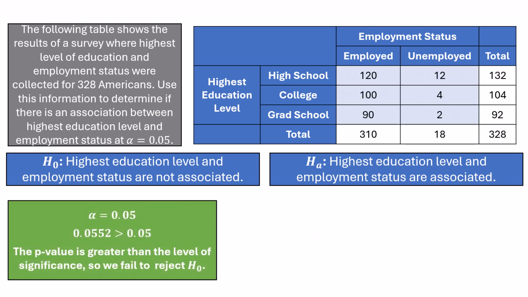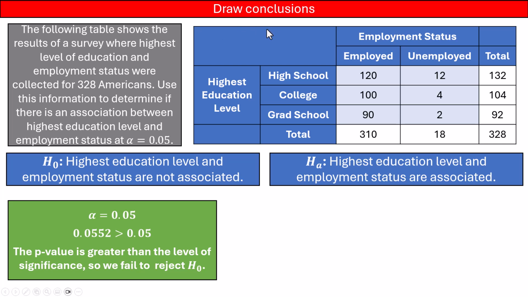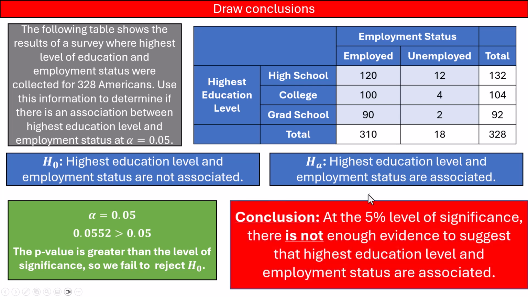Okay, finally, we can do the draw conclusions step. And you might remember that there is a conclusion statement that we're going to use to draw our conclusions. And it says that at the alpha % level of significance, in this case, it is the 5% level of significance. That's the percentage form of this alpha value. And then the template says that you're going to say either there is enough evidence or there is not enough evidence. And then we're going to state our alternative hypothesis.